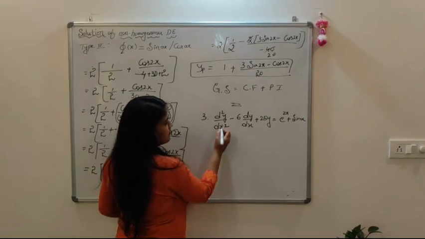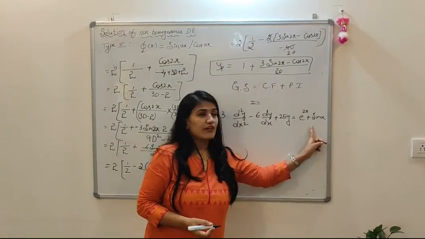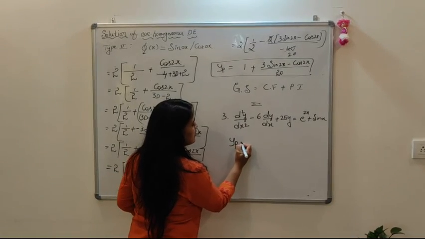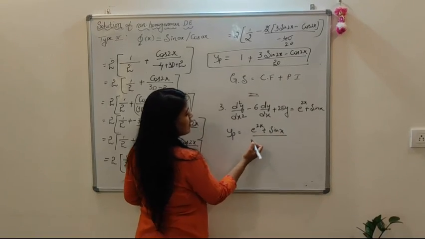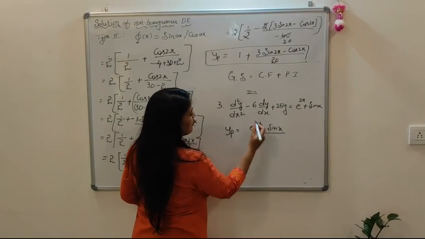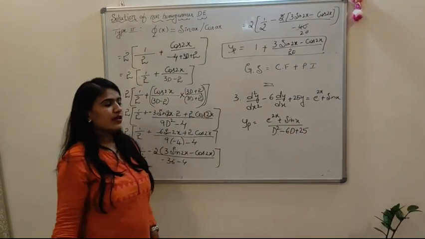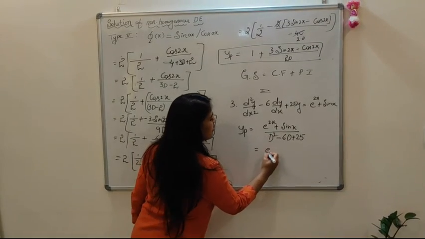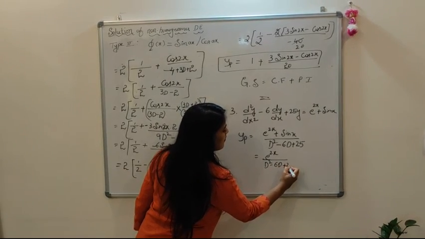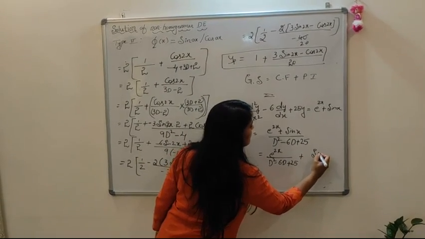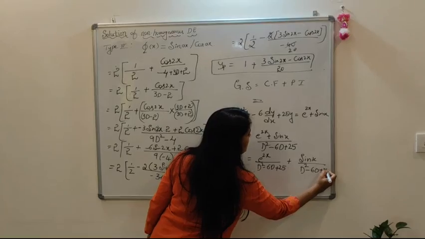So, the YC part I hope everyone is familiar with. You can do it. So I will just focus on YP. So YP is equal to e power 2x plus sin x divided by d square, y coefficient I am taking, d square minus 6d plus 25. So I need to separate the denominator: e power 2x by d square minus 6d plus 25, plus sin x divided by d square minus 6d plus 25.